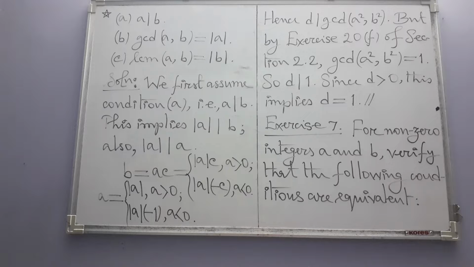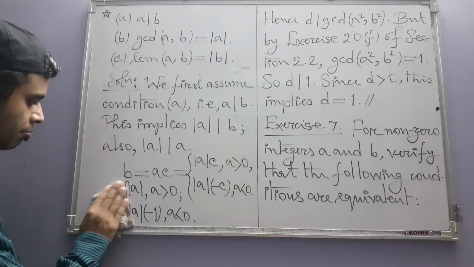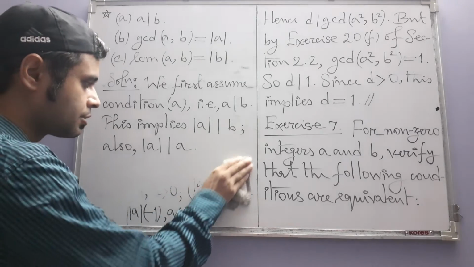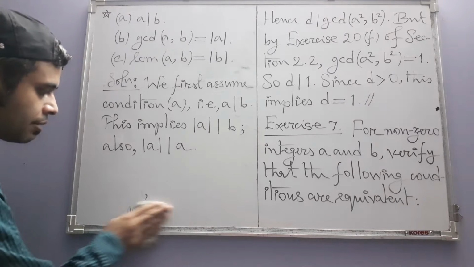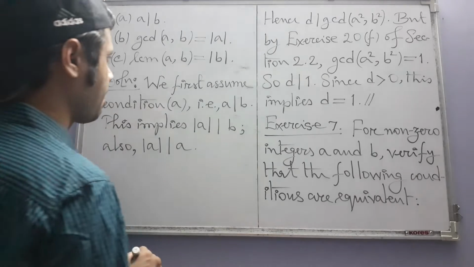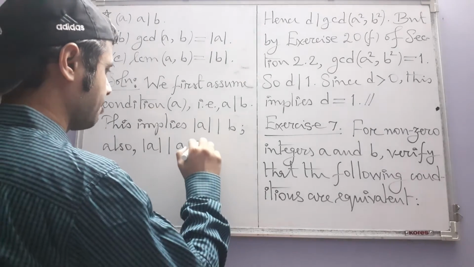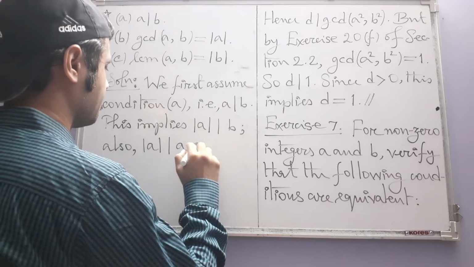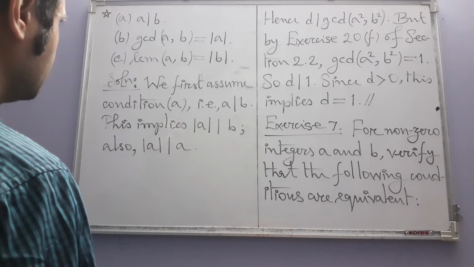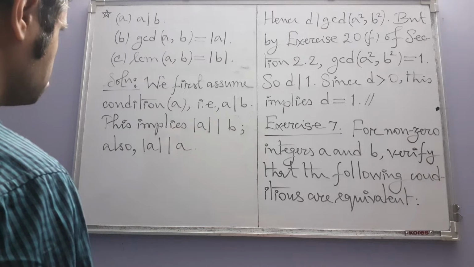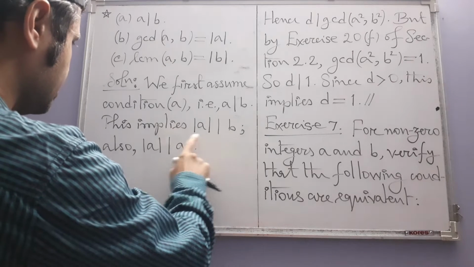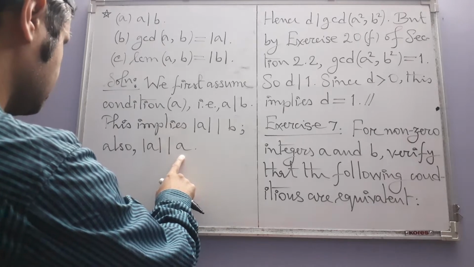Okay, but these details we are not going to make parts of the solution, so we just omit them. We have understood where they come from, and that's enough. So we have got what? This divides a and this divides a.